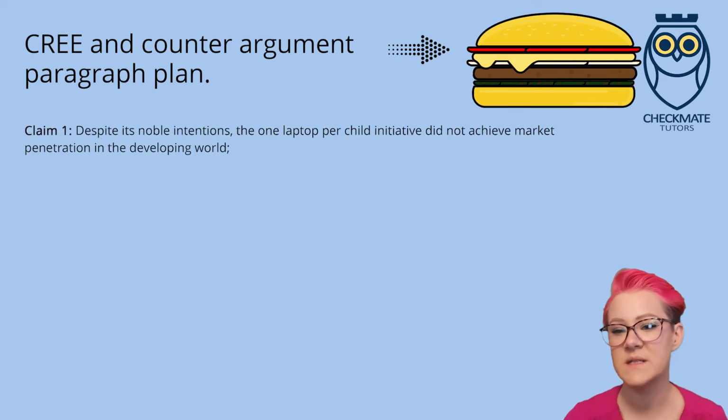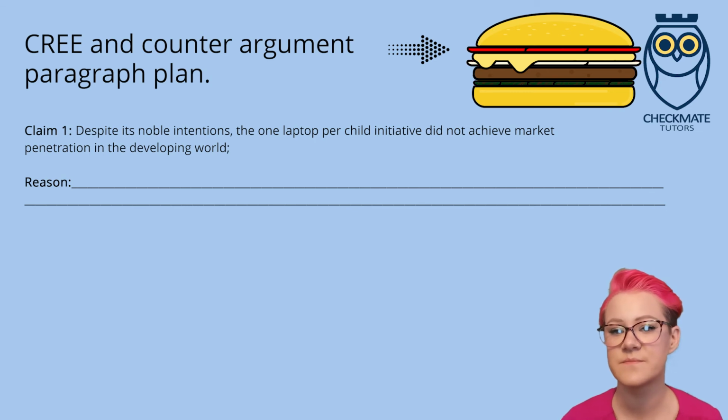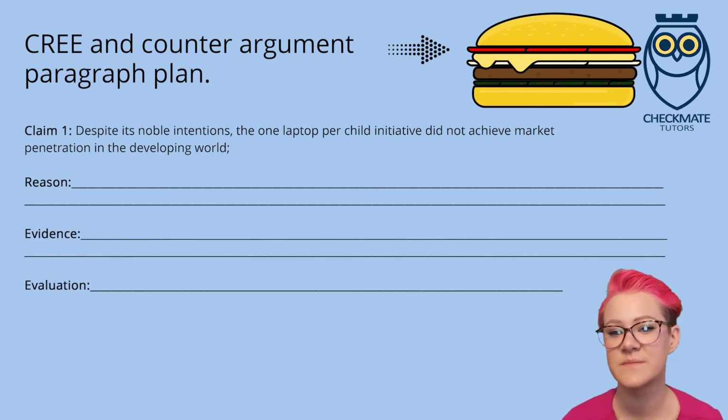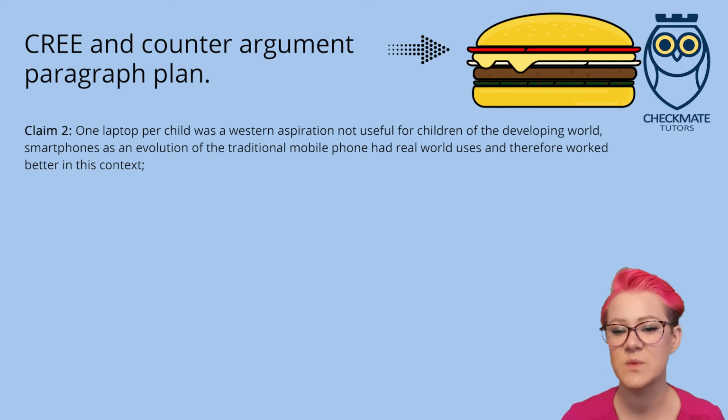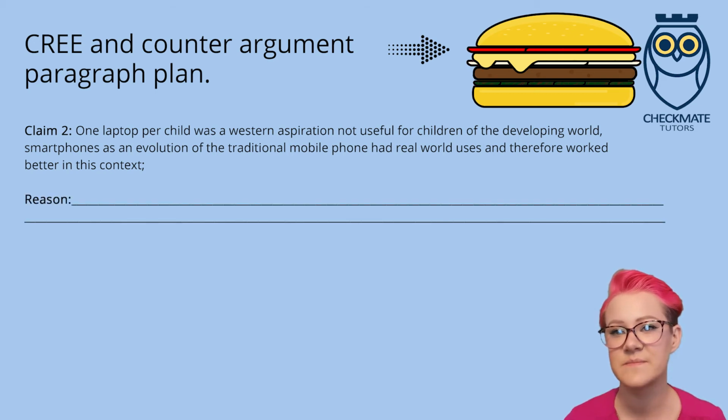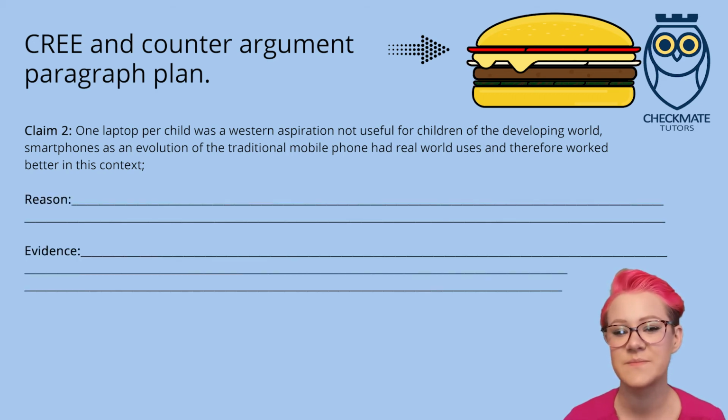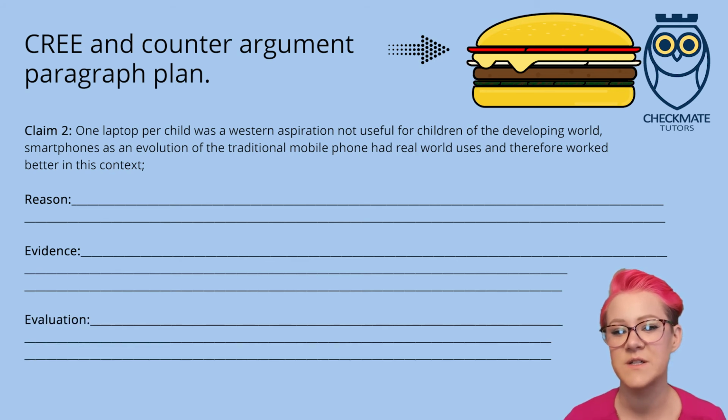Claim 1. Despite its noble intentions, the One Laptop Per Child initiative did not achieve market penetration in the developing world. Reason, evidence, evaluation. Claim 2. One Laptop Per Child was a Western aspiration not useful for the children of the developing world. Smartphones, as an evolution of the traditional mobile phone, had real-world uses and therefore worked better in this context. Reason, evidence, evaluation.